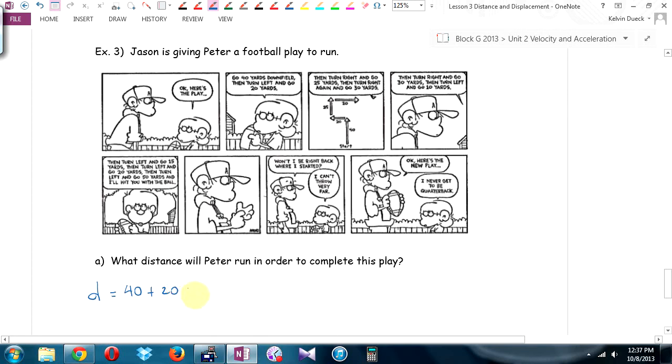20. Then what? 25. Then 30. Then 30. Then 10. Then 15. Then 20. Then 50. What do you get? And instead of yards, let's make it meters just so our units match. It's close. How far will Peter run?